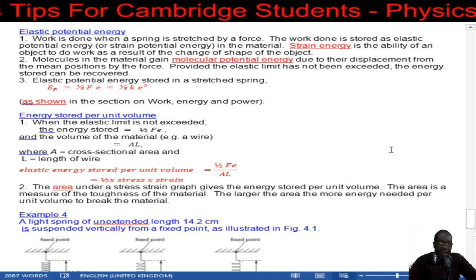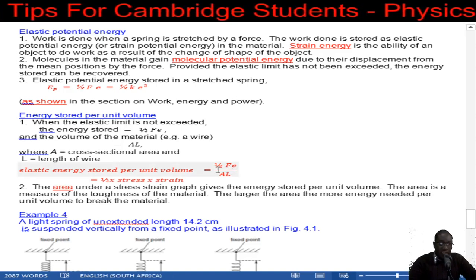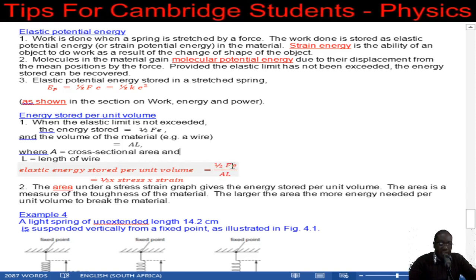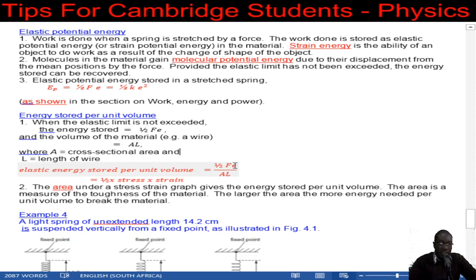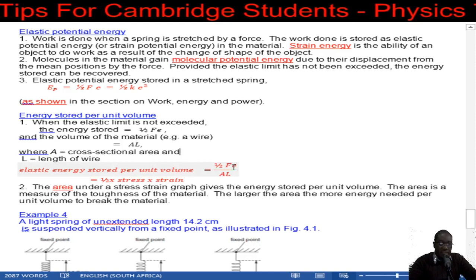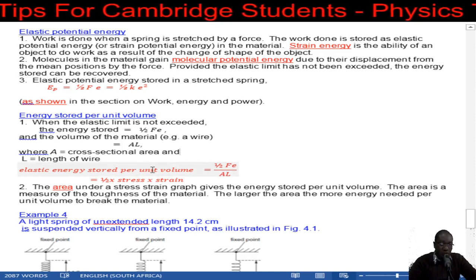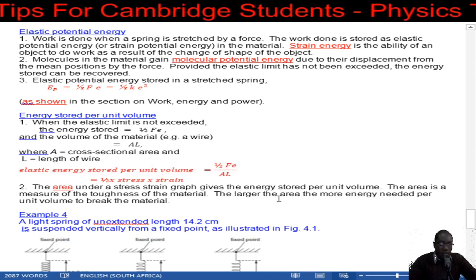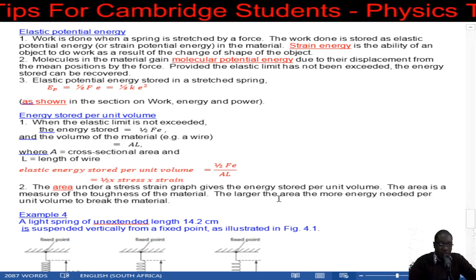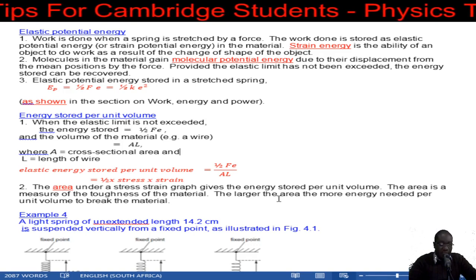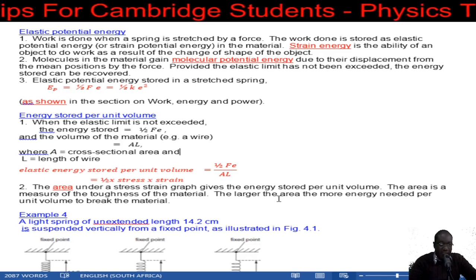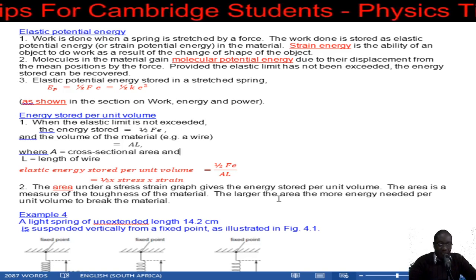Now if you analyze that closely, you find that this is half, and then this F over A is stress, and E over L is epsilon, which is strain. So half stress times strain is equal to the energy stored per unit volume. So the area under a stress-strain graph gives the energy stored per unit volume. The area is a measure of the toughness of the material. The larger the area, the more energy needed per unit volume to break the material.